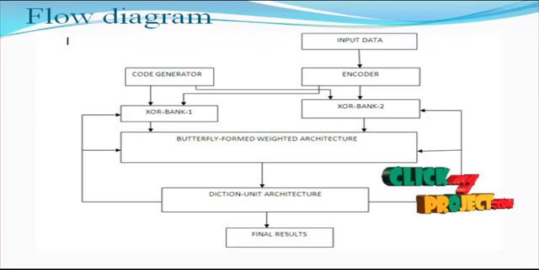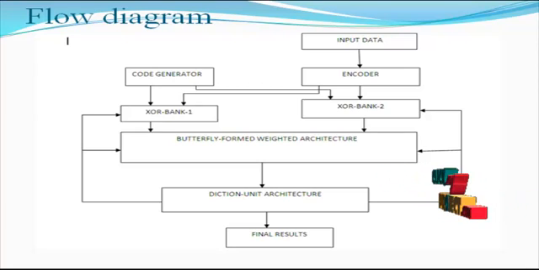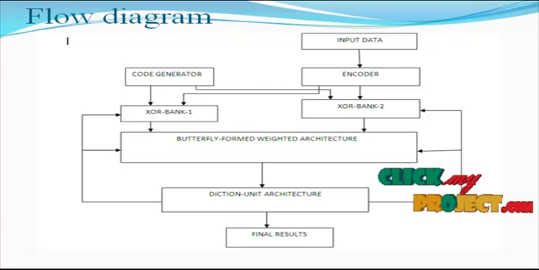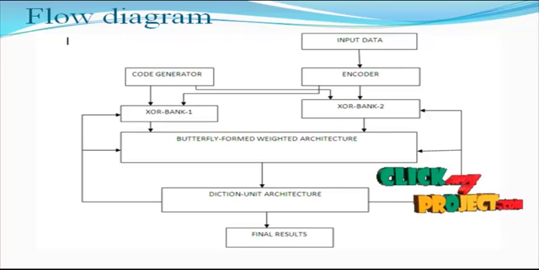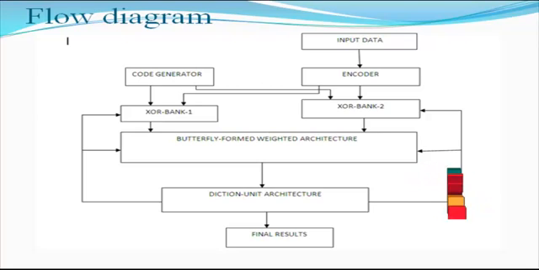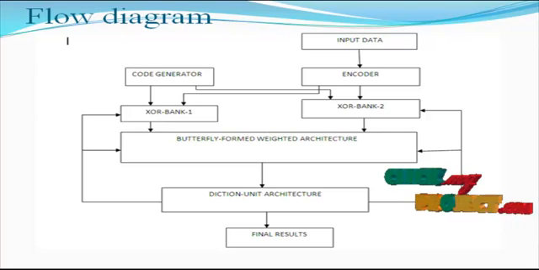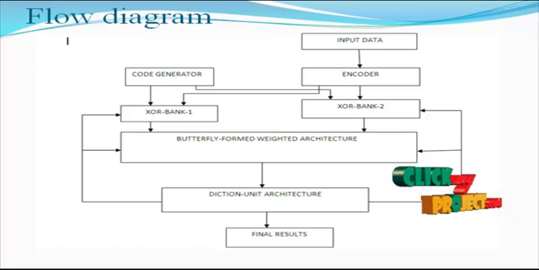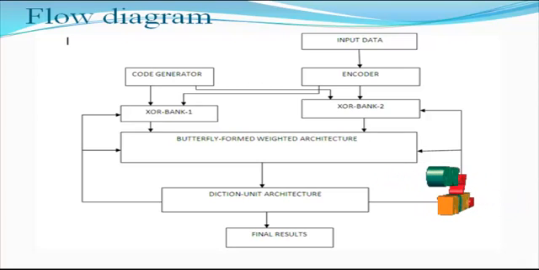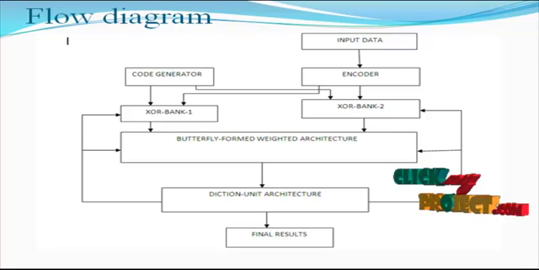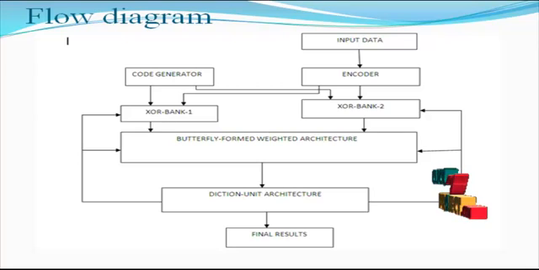In the XOR bank architecture, the encoding bits generate the Hamming distance based code generating process, and the code is applied to the XOR bank 2 process. Then the encoder bits and the code bits are applied to XOR bank 2 to retrieve the original data bits. Thus the data bits are applied to the butterfly formed weighted accumulator. This architecture mainly consists of two blocks, the tag block and the parity bit block. The tag block counts the number of ones for the XOR bank 1 architecture, and the parity bit block counts the number of ones for the XOR bank 2 architecture.